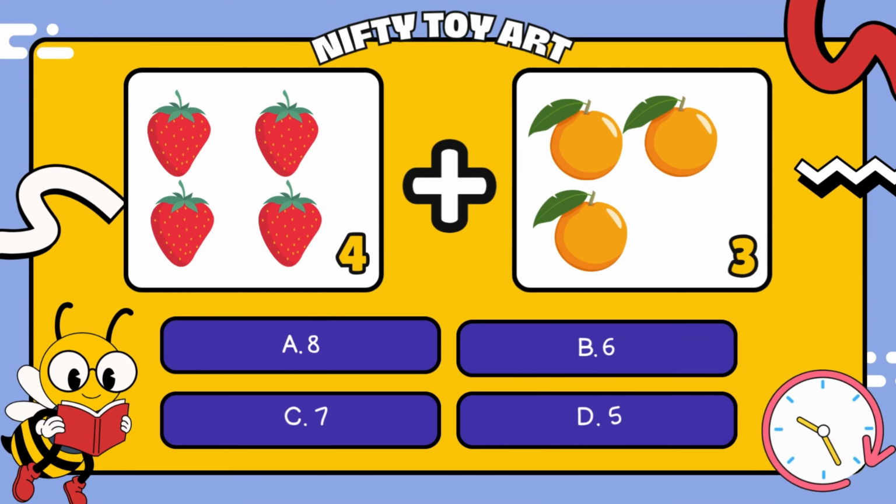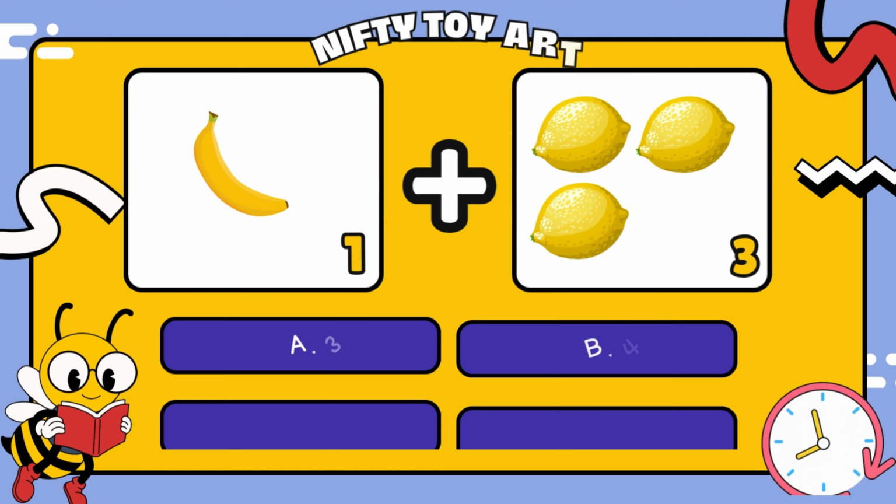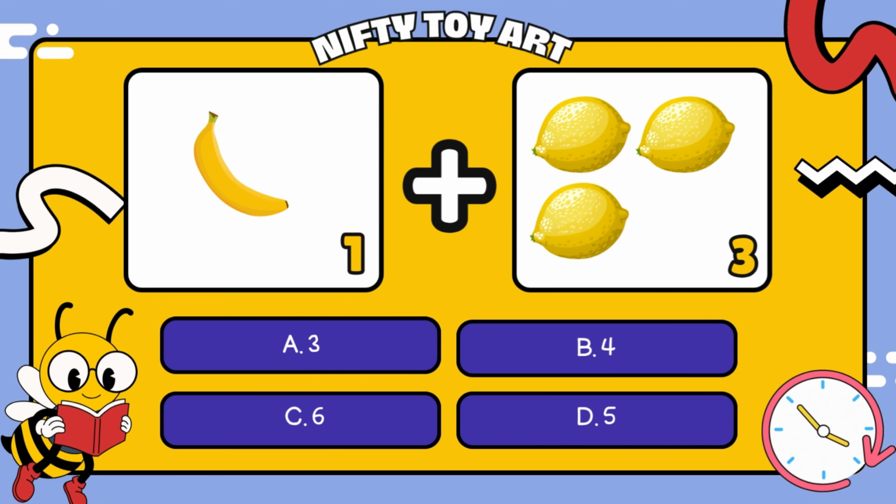I have 4 strawberries plus 3 orange. How many fruits do I have? That's right, 7 fruits. I have 1 banana plus 3 lemon. How many fruits do I have? That's right, 4 fruits.